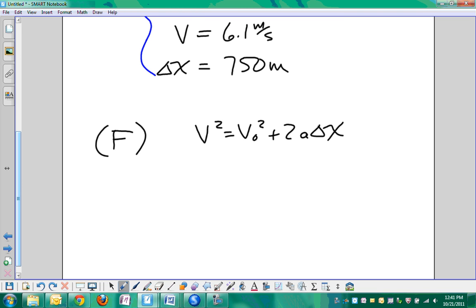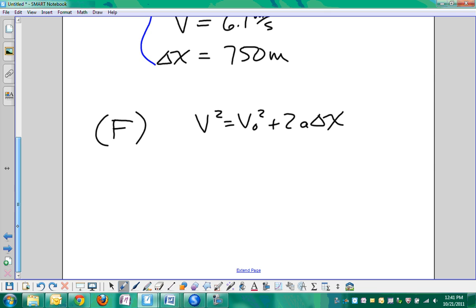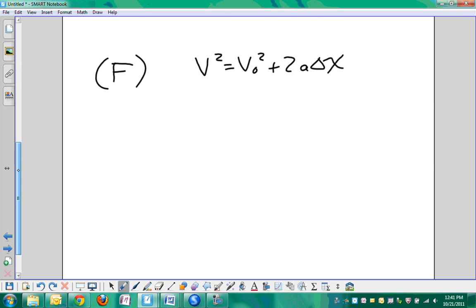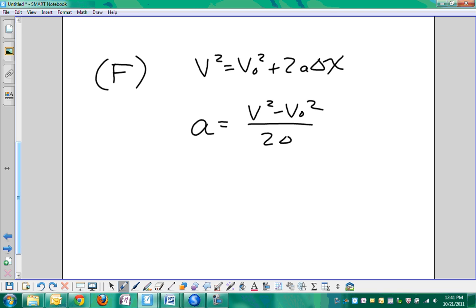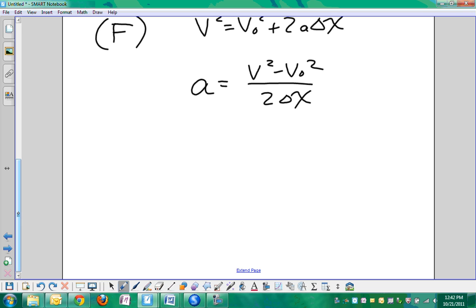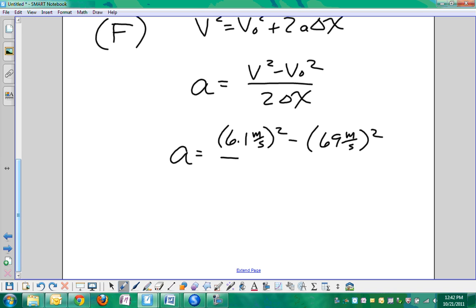And we're solving for what? Solving for a. You can refer to your chart, or once you get practiced, you'll remember a is equal to v squared minus v naught squared over 2 delta x. So now, here's where the tricky part is. What's our final velocity? It is less, isn't it? So it's 6.1. So acceleration is going to be equal to 6.1 meters per second squared minus 69 meters per second squared divided by 2 times 750 meters.